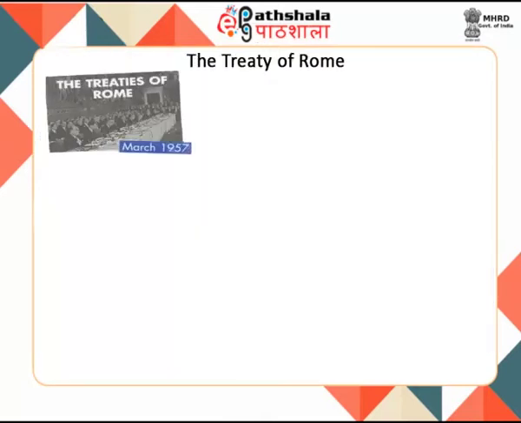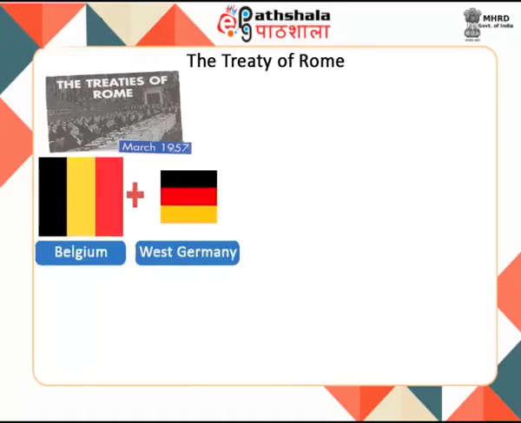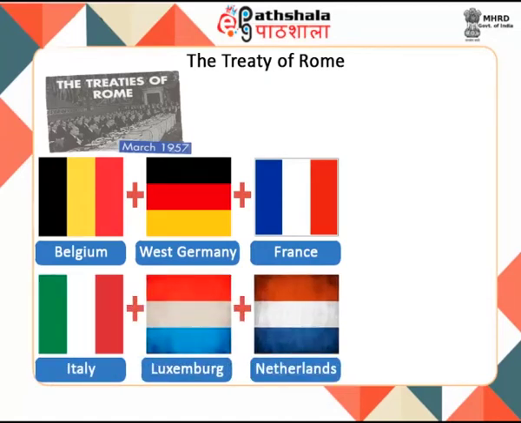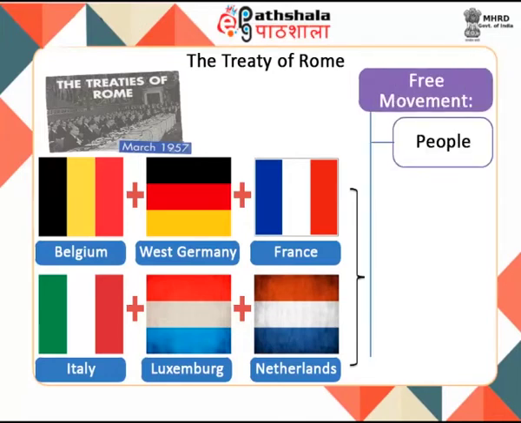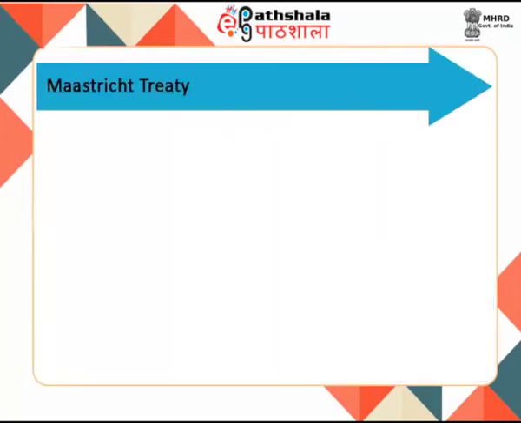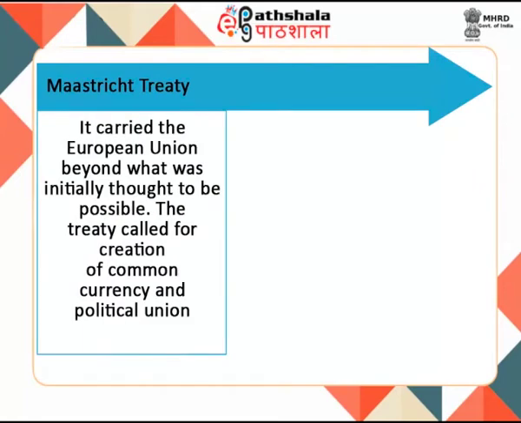The Treaty of Rome, 1957. This was the agreement which gave rise to the European Community, or EU. Six member countries, Belgium, West Germany, France, Italy, Luxembourg, and Netherlands, signed this treaty to achieve the free movement of people, goods, services, and capital, eradicating barriers and creating a common market. Maastricht Treaty. It carried the European Union beyond what was initially thought to be possible. The treaty called for the creation of a common currency and political union.